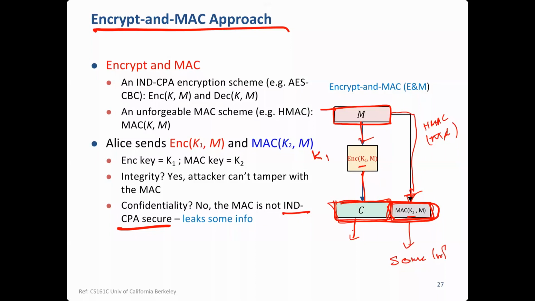If Mallory in between looks at C and MAC of M1, and if she is able to force Alice to send text of her liking, then if she observes the MAC of whatever she receives, she can get some info, but for most operations this is okay.